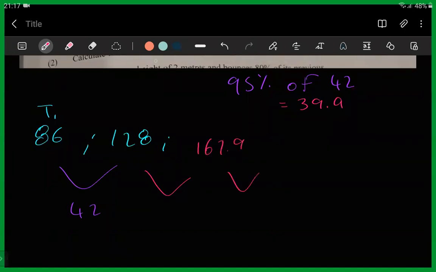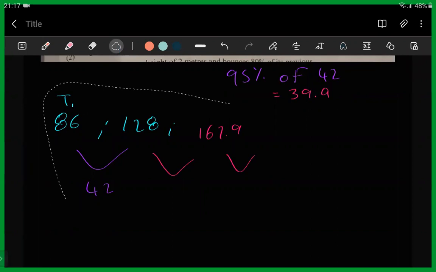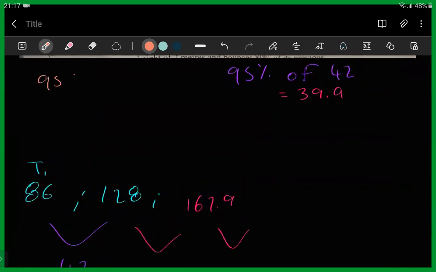167.9. Fine. And then it grew by 95% of this. So what is 95% of 39.9? It's equal to what? 159.505? Really? It can't be. It's supposed to be smaller. Sorry, my mistake. Okay. 37.905.